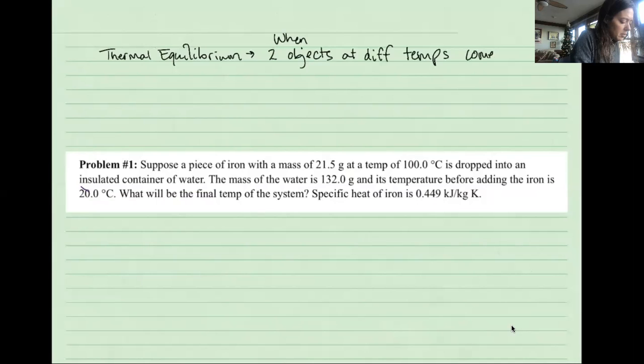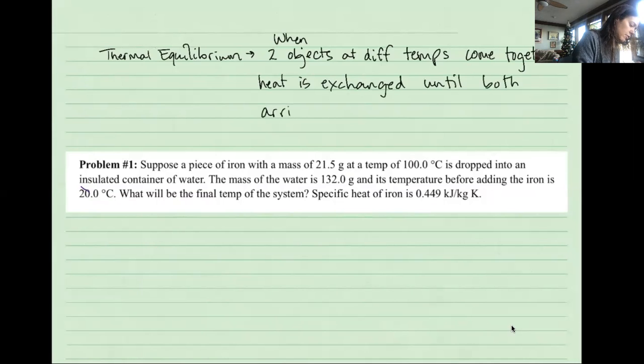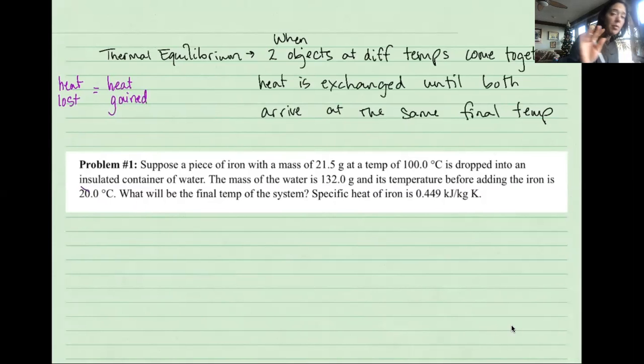When those two objects come together, heat is exchanged until both arrive at the same final temp, right? And what you need to realize is that the heat lost by the hot object will be equal to the heat gained by the cooler object. The temperature change will not be the same, but the heat exchange will.